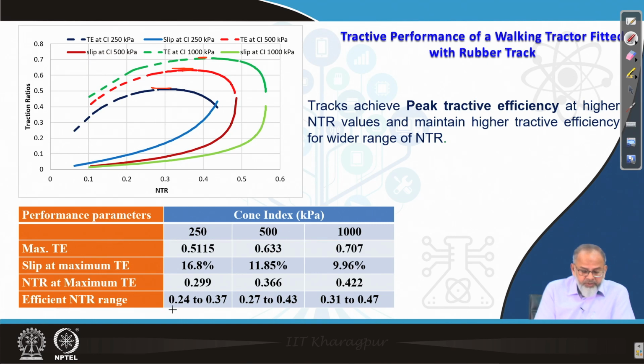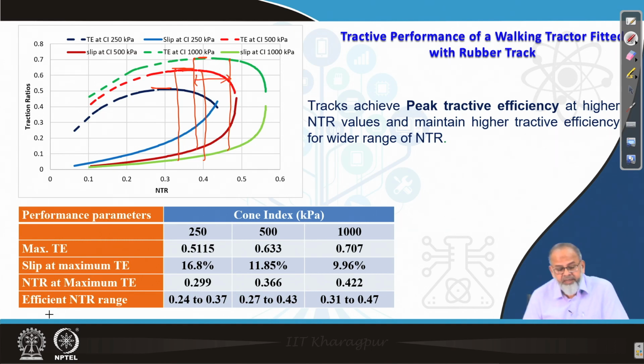Now, I have defined a terminology, efficient NTR range. If you look at the curve, you are not getting the peak at a particular point. You are getting a peak over a wider range of NTR. This is the range for medium soil, and for hard soil this is the range. So, that range I have taken as the efficient NTR range. That means the track can develop maximum tractive efficiency for a wider range of pull values.